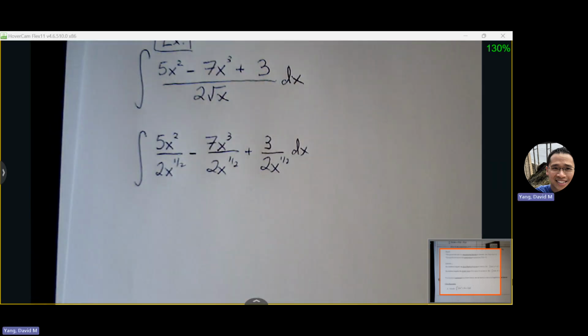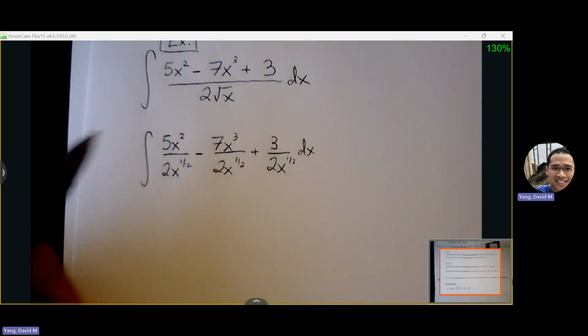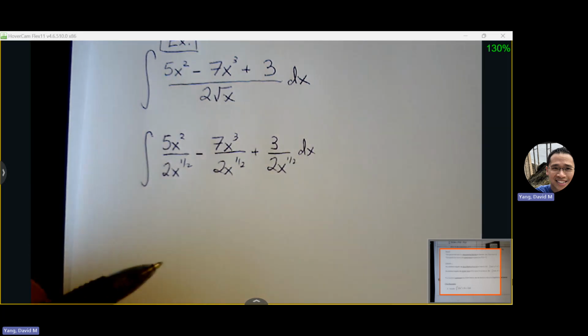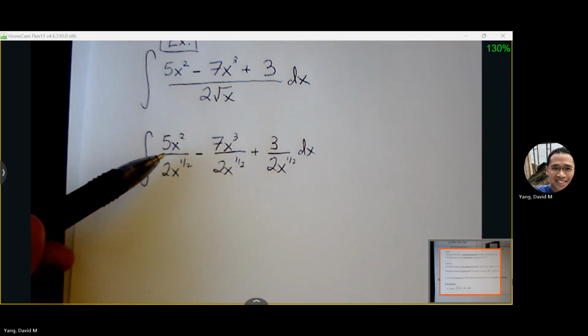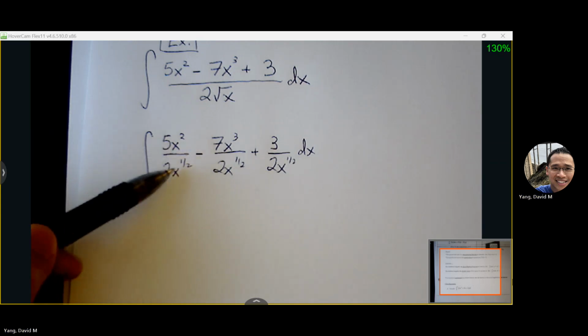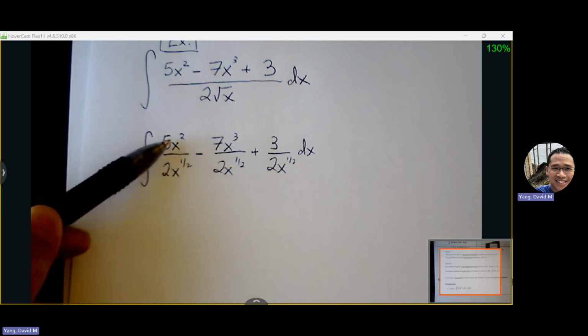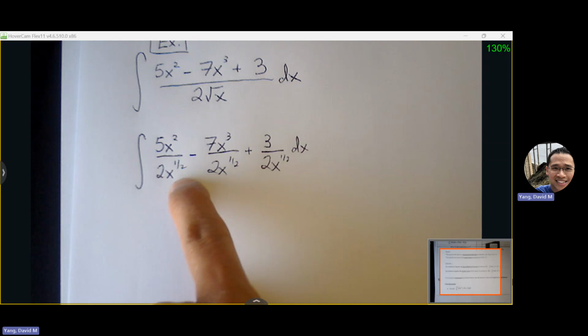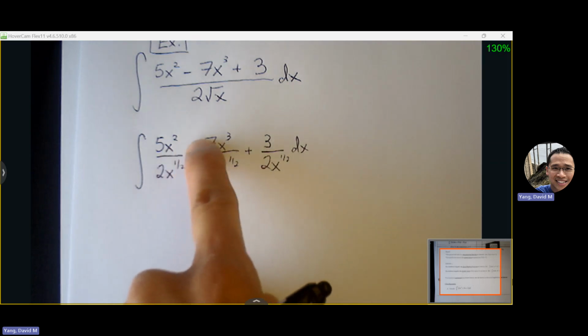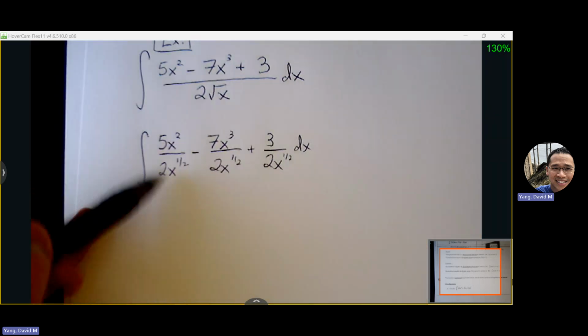But the x's are still out of place. So how do we resolve the x's? We're still not ready for power rule. What would you do? Because this x is out of place, right? How do we merge them together? Yeah, subtract the exponents. You could bring this x as x to the negative 1/2 and then add the exponents, or you can just leave it in this form and subtract the exponents.